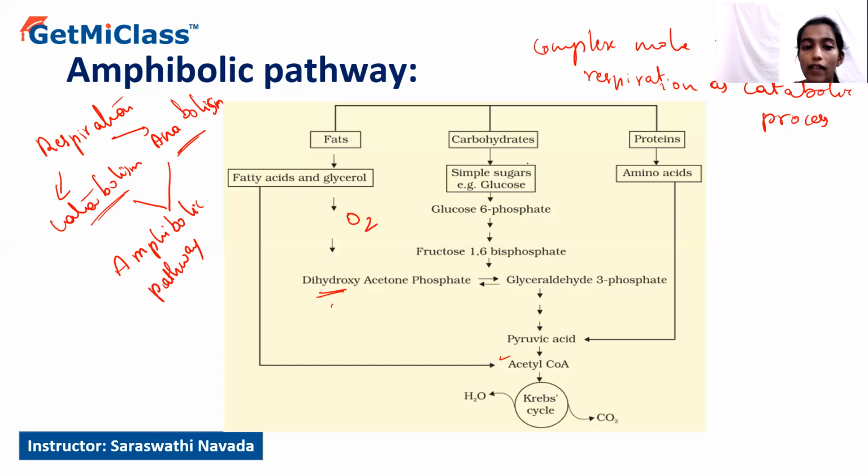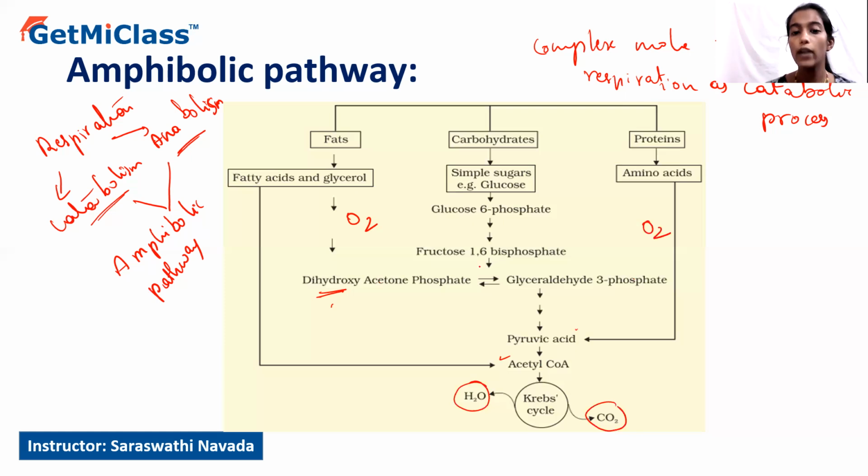Coming to carbohydrates, they will undergo glycolysis, forming pyruvic acid. Further, it forms acetyl coenzyme A that enters the Krebs cycle, and finally it will be oxidized into carbon dioxide and water. Coming to the proteins, proteins will be broken down to form amino acids, and these amino acids further undergo oxidation, resulting in the formation of pyruvic acid, right? This pyruvic acid will in turn be converted to acetyl coenzyme A and it enters the Krebs cycle. So all these are the catabolic pathways that are associated with respiration.